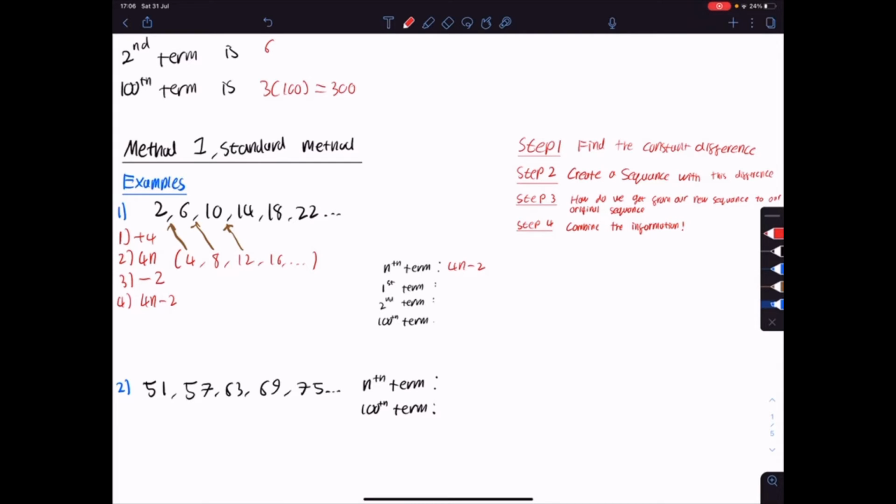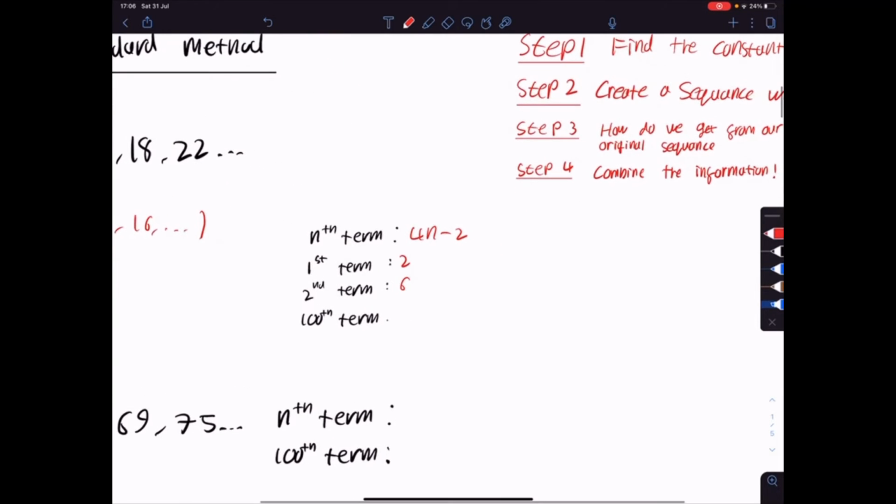Our first term is just 2. Our second term is 6. We can read this from the question, or we can use our nth term. So to find our first term, we would substitute in n equals 1. So 4 times 1, and then take 2, which is just equal to 2. To find our second term, we would do 4 times 2 take 2, substituting in n for 2, and then that would just equal 6.